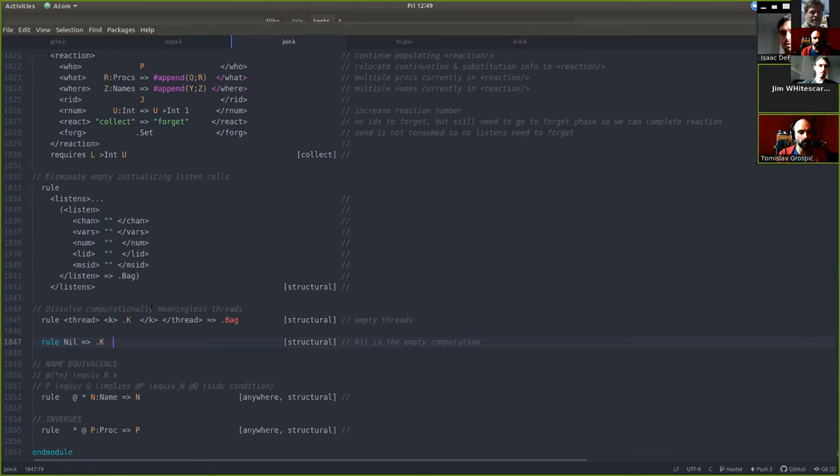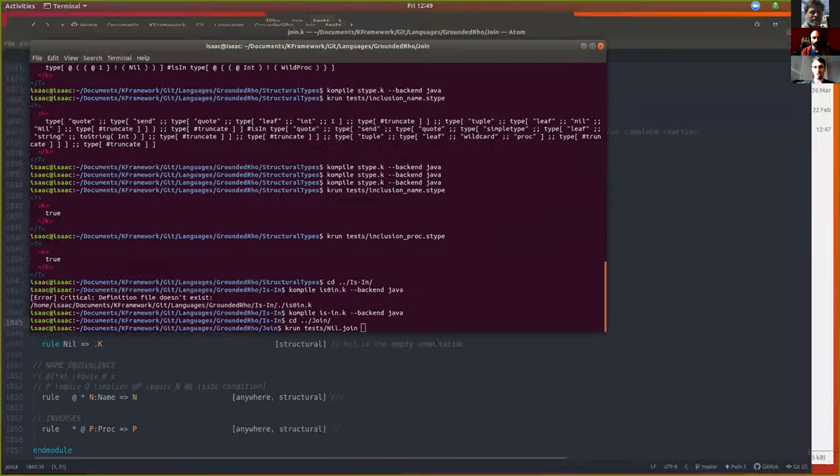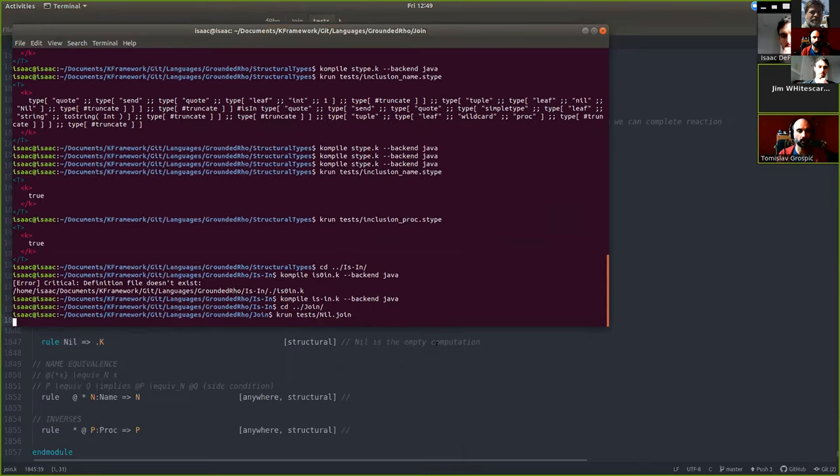Oh, I see. Yeah. And then specifically, another rule that I have is anytime I see a thread with a computation cell that's effectively empty, it just has that computational unit in it, delete it. So I should have all empty cells possible, basically, is what will happen. So let's go ahead and see what happens. The dot set is the empty set. Yeah, right, exactly. Dot map is the empty map.